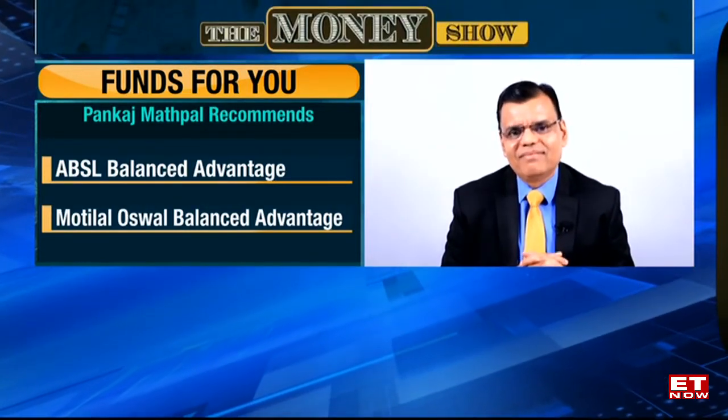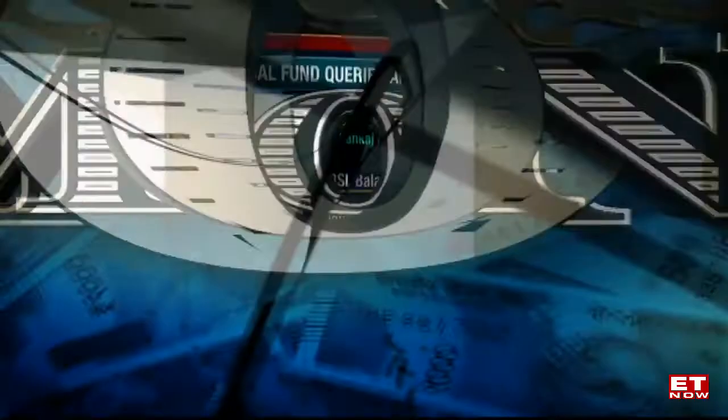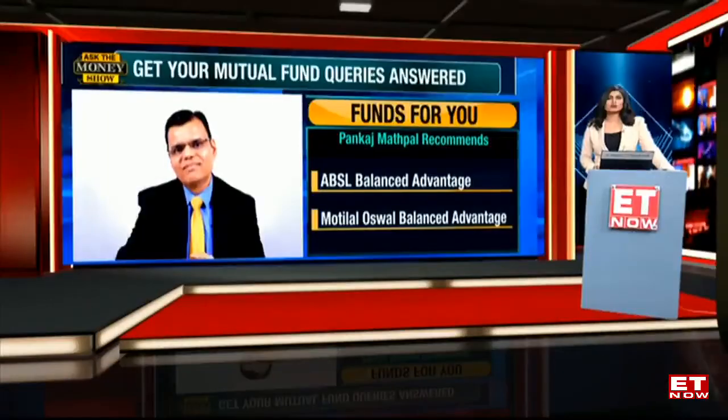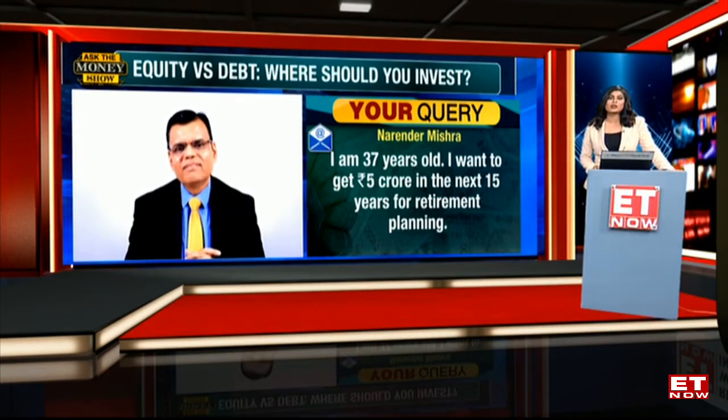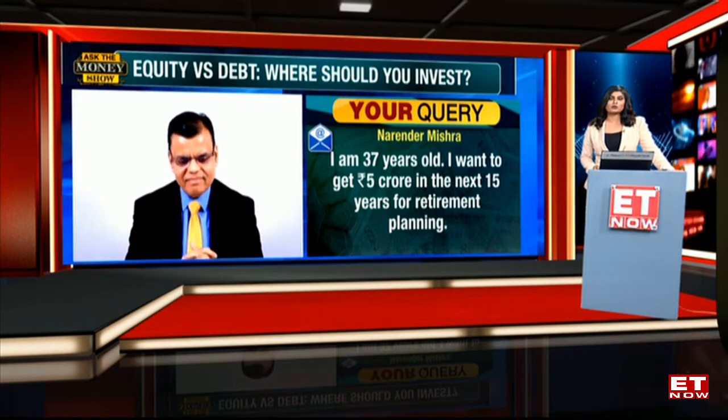We move on. Narendra Mishra, next question. He says he's 37 years old and he wants to get 5 crores in the next 15 years. And that's what his retirement plan is. He is investing in 8 funds. SIP is almost 35,000, Pankaj.